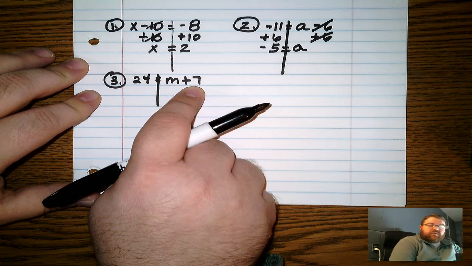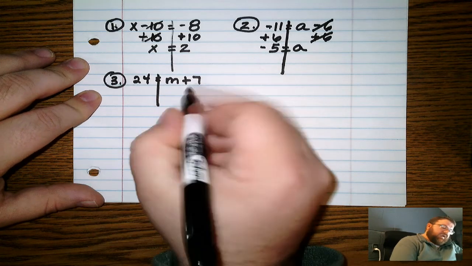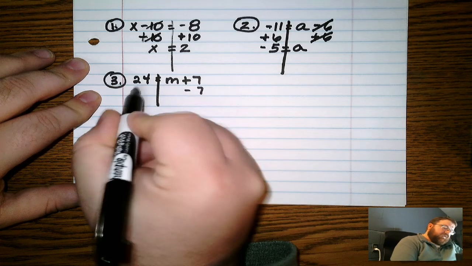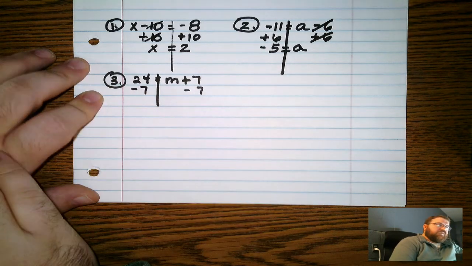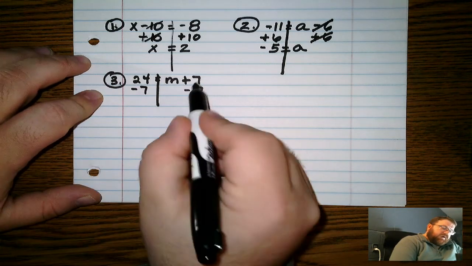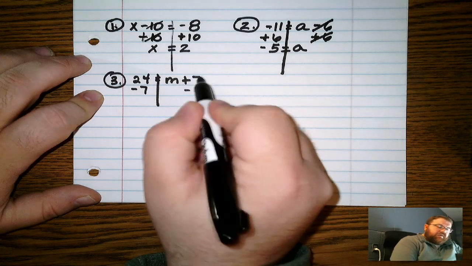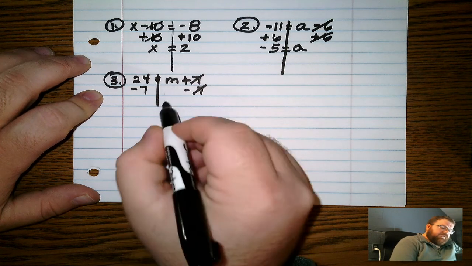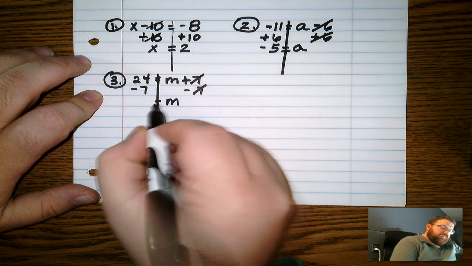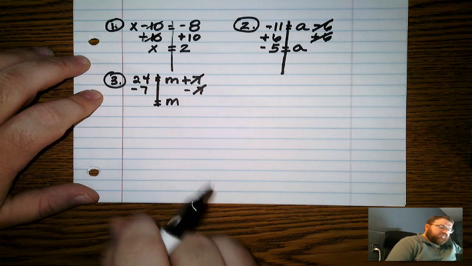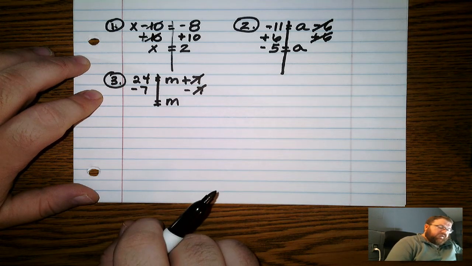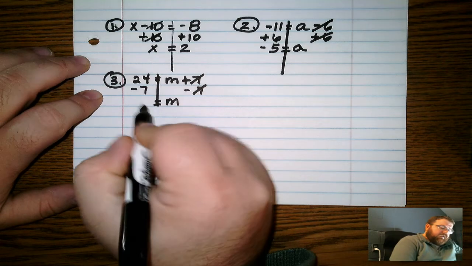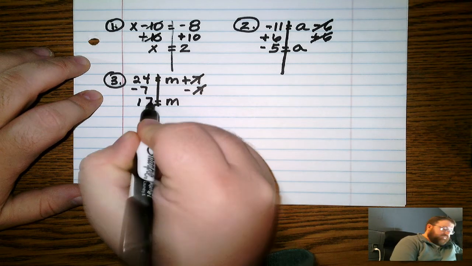The inverse or opposite of a positive 7 is negative 7. So I have to come here and do negative 7 as well. Positive 7 minus 7 is 0, so we say that cancels. It leaves you with your variable m. And then you have 24 minus 7, which is going to be 17.